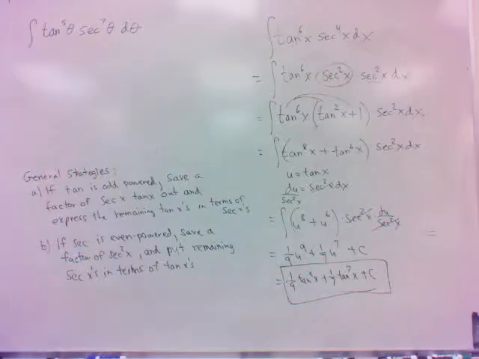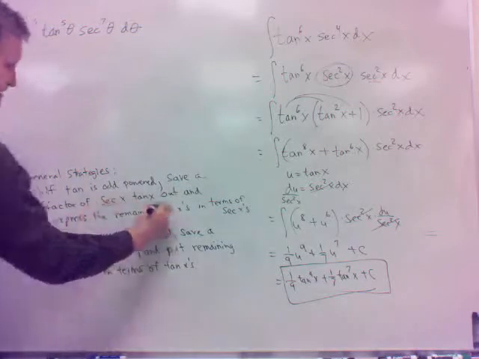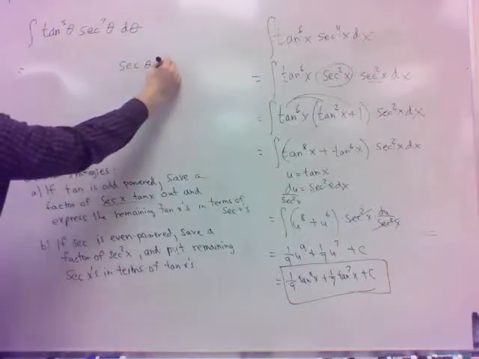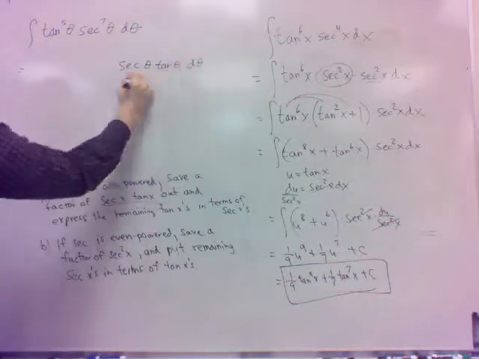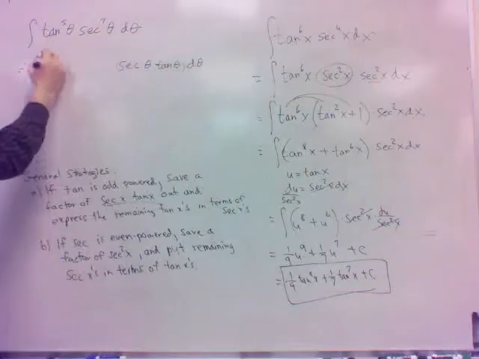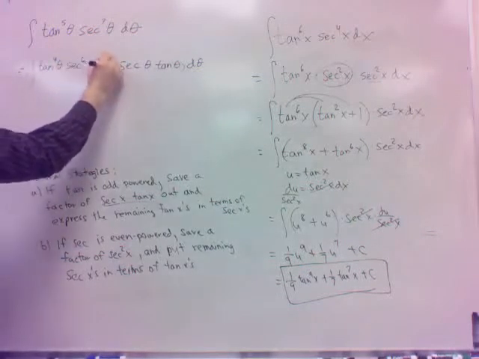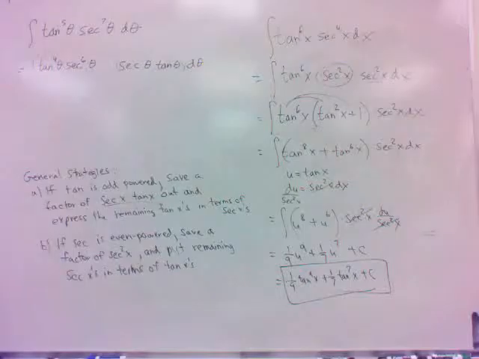Okay, well, this is an example of the first strategy, because I've got a tangent that's odd. The secant is odd, and secant odd doesn't help me one bit, but tangent odd does. Because if I have a tangent that's odd, what do we do? Save out a secant tangent. So I'm going to pull out a secant theta, tangent theta, d theta. I'm going to save those out. So what does that leave me over here? That would be tangent to the 4th theta, secant to the 6th theta. With me? I'm saving out the secant theta, tangent theta, pulling that out of these two.